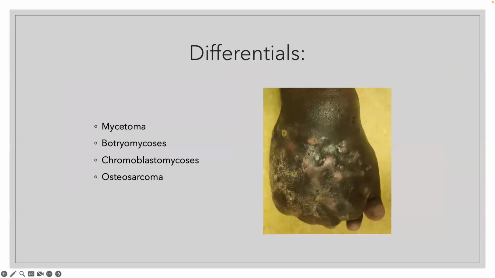Our differentials included the following diagnoses: mycetoma, botryomycosis, chromoblastomycosis, although the morphology is not in keeping, and osteosarcoma, although the duration makes this clearly unlikely. Our workup included a skin punch biopsy for H&E and tissue for culture, as well as an X-ray to assess the extent of tissue involvement.